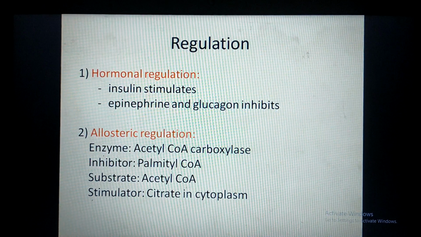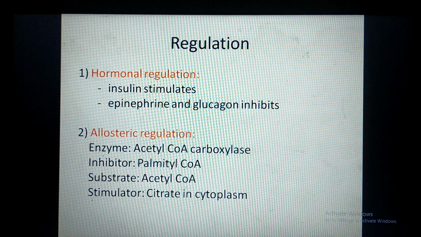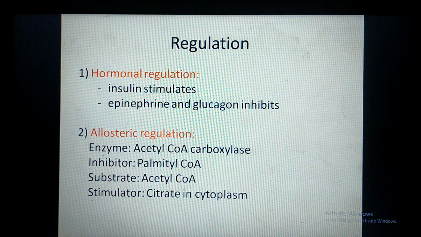Now regulation: first hormonal regulation, and then we will see allosteric regulation. As this pathway occurs in the post-meal state, it is stimulated by insulin, because insulin is the hormone present in the post-absorptive or post-meal state, whereas glucagon and epinephrine in the fasting state inhibit the pathway of fatty acid synthesis. Now come to allosteric regulation.